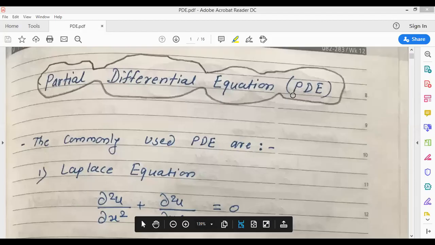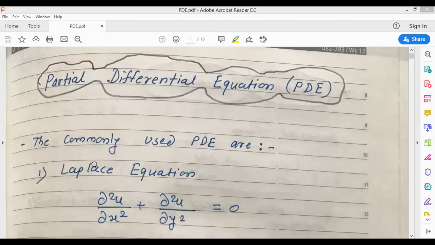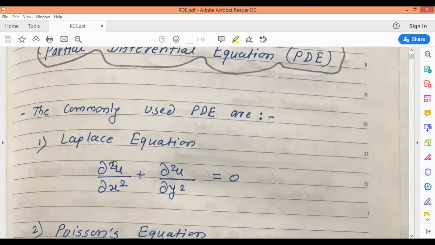Hello students. Today we are going to discuss partial differential equations. For that purpose I have to share some material. The commonly used partial differential equations come in different forms. The first form is the Laplace equation.